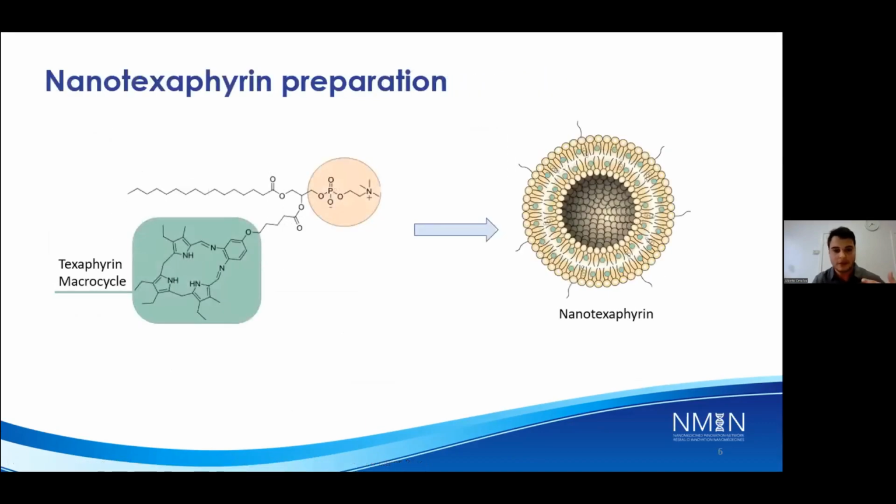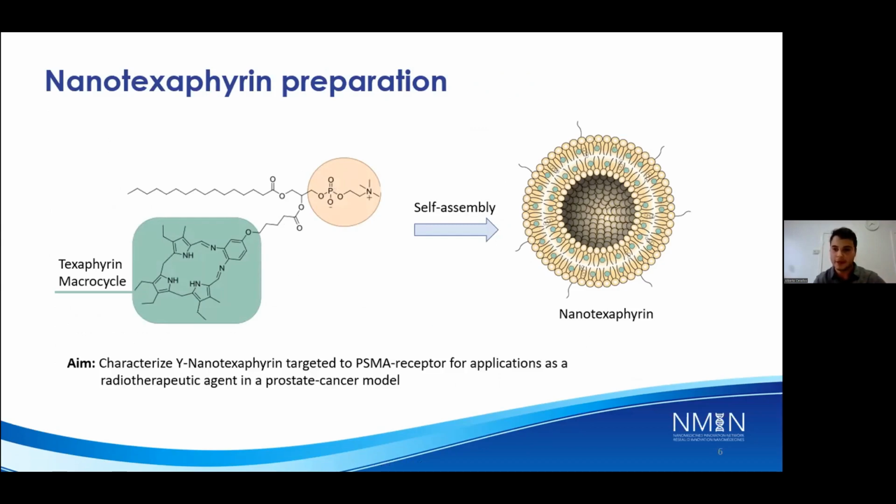This is how this nanoparticle has been prepared in the laboratory, where I'm synthesizing this texaphyrin lipid that contains the texaphyrin macrocycle as part of the molecule, and this is self-assembled by microfluidic mixing in a microfluidic chip to form this nanoparticle. The aim of my project is to characterize this yttrium nanotexaphyrin that can be targeted specifically to a tumor model and validate its ability to work as a radiotherapeutic agent.